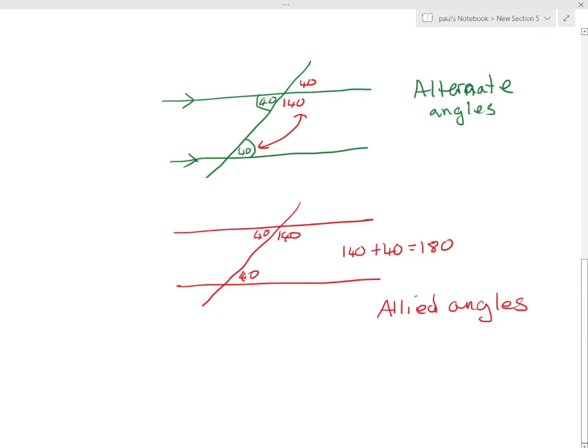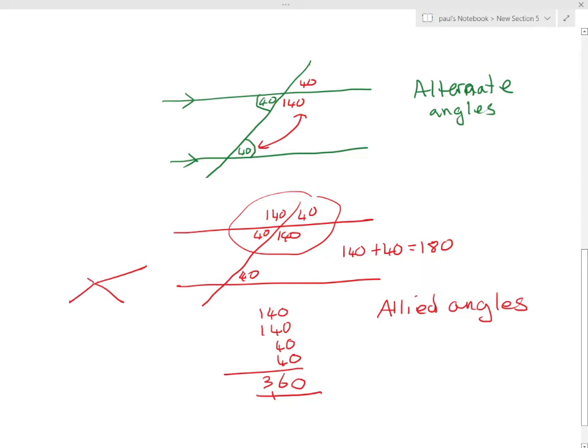Now, what's the other thing here? So that is 40 on a straight line or alternate. That's 40 vertically opposite, and that's 40 vertically opposite as well. Now these 140, 140, 40 and 40 all added together: 4 fours are 16, and 1, 1, 1 is 360. So the angles around a central point add to 360 because they go round in a circle. So that's a little bit on parallel lines.